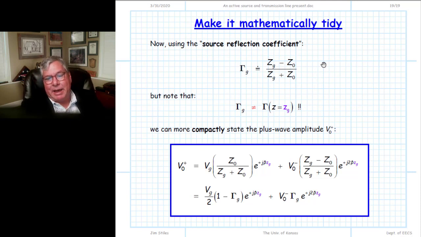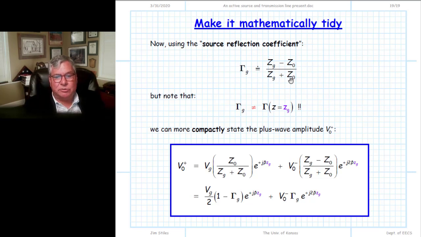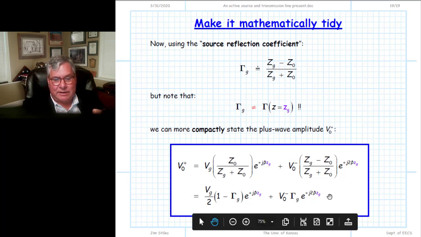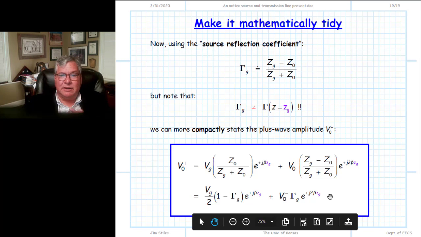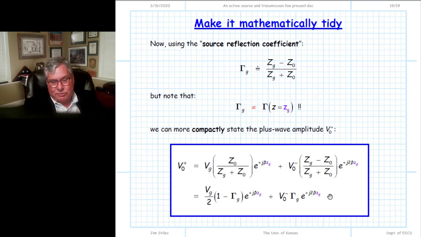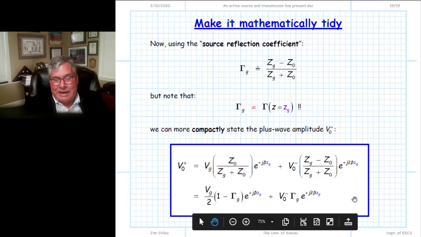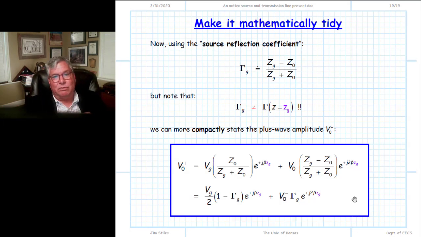We can tidy up these mathematics a little bit if we go back and use our definition of the source reflection coefficient and insert it into this equation, and we can rewrite it in terms of gamma g this way. It's a little bit more compact and straightforward perhaps. Now, in the end, you will probably never use either of these equations. We're never going to take values, put them in there, and calculate the value of V0 plus. Why is that? Why did I show these equations then if we're never really going to apply them to solve a problem?